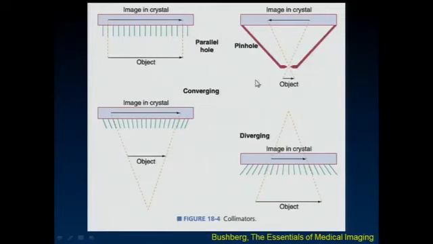So what kind of things do we image with this? Well, a lot of imaging in nuclear medicine is done with a parallel hole collimator. We used to do some thyroid imaging with the pinhole collimator, where you really were looking at a small object and wanted to magnify the field of view.